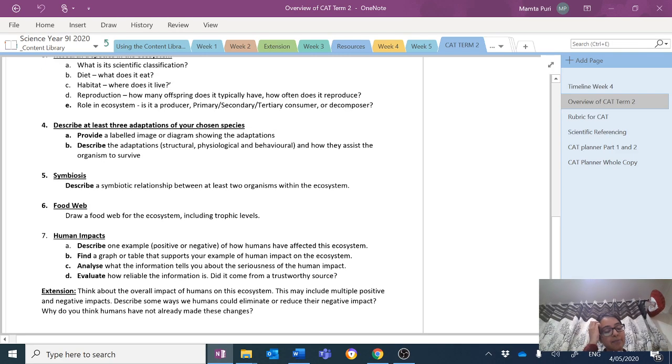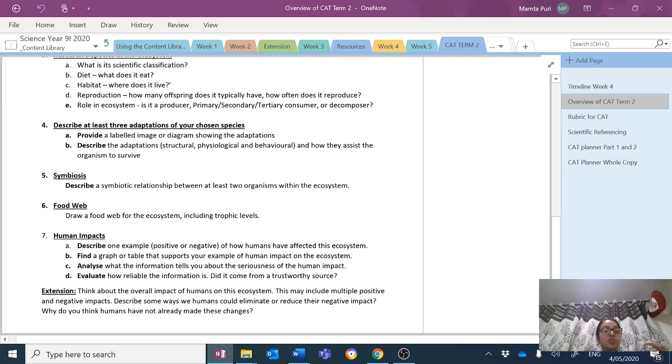Fourth thing is, in the report, you need to describe at least 3 adaptations of your chosen species. Okay, padded feet, wings, anything related to your species. Okay, you need to provide a good image or diagram which shows these adaptations. Please use some authentic photographs which make sense, which are informative enough for the teacher. Don't go for too complicated, just pick a simple one and then label it by yourself.